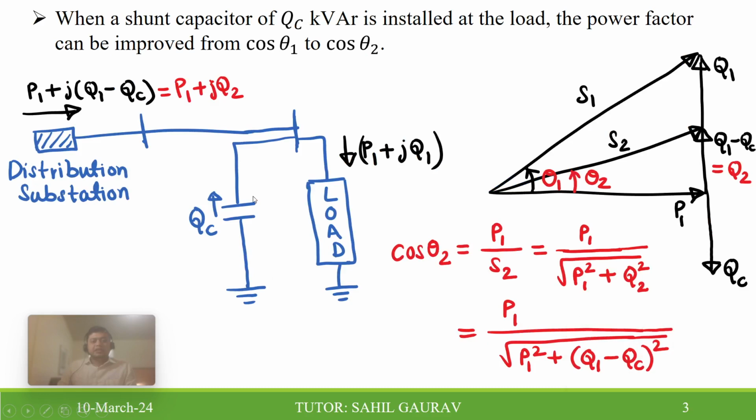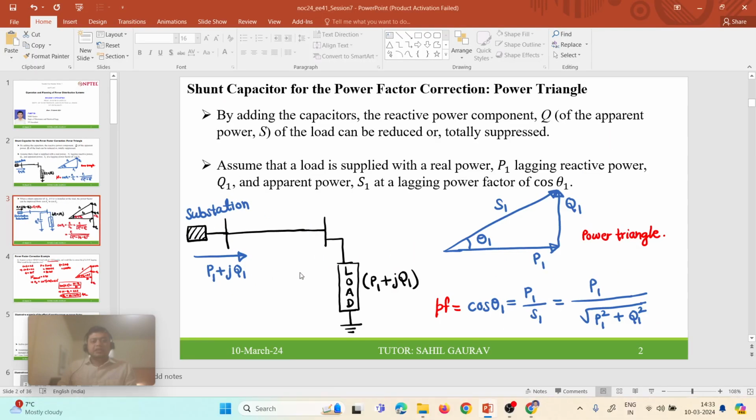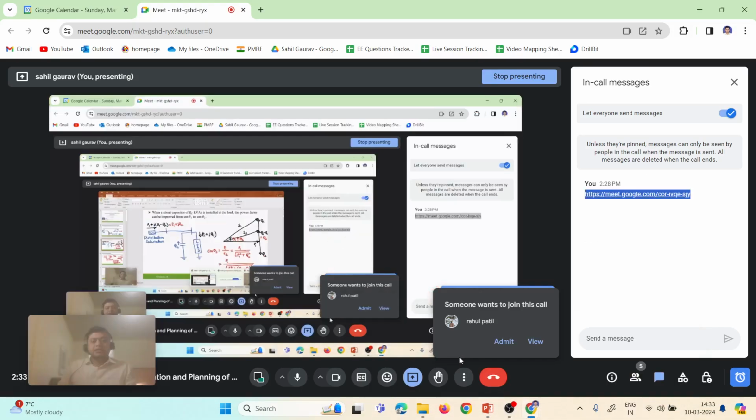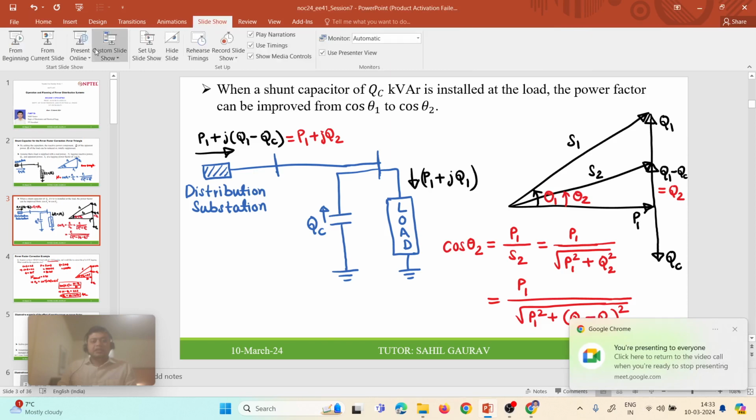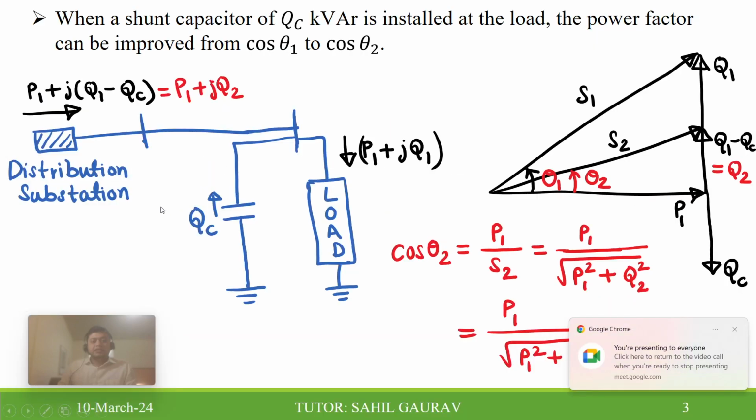Now, in order to do reactive power compensation with the capacitor bank, a shunt capacitor of capacity QC is connected at the load end, and therefore this improves the power factor from cos theta 1 to cos theta 2. Let us assume this after reactive power compensation is theta 2. So how will this power triangle become?